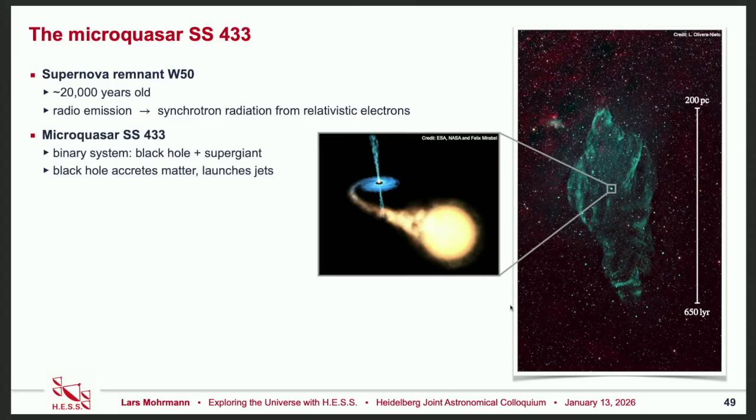And what sits in the center of that system is what we call a microquasar. This is basically the leftover of that supernova explosion. And it's a binary system. So you have a black hole and a companion star, which is a supergiant. And the black hole accretes matter from the supergiant and then launches two jets, where material is then transported along these jets, and these are highly relativistic.